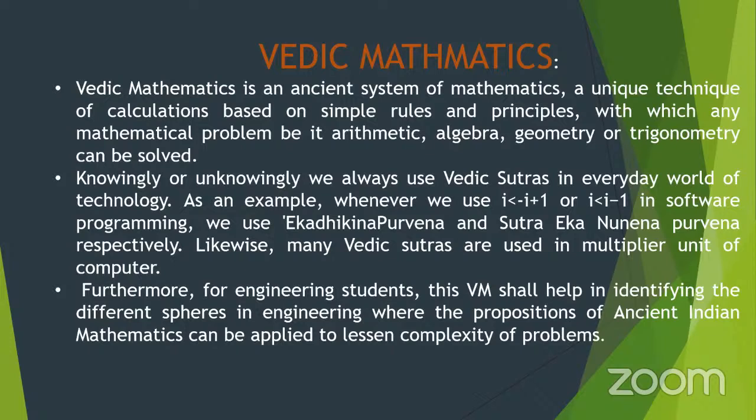Whenever we use, if you're aware, a programming language, we use loops, something called repetition of some things. In that, we use i equal to 0, i less than or equal to 1, i plus plus, or i minus minus. In software programming, that is what Ekadikena Purvena is. Ekadikena Purvena means one more than the previous one, and Ekanyunena Purvena, respectively. Likewise, many Vedic sutras are used in the multiplier unit of a computer.